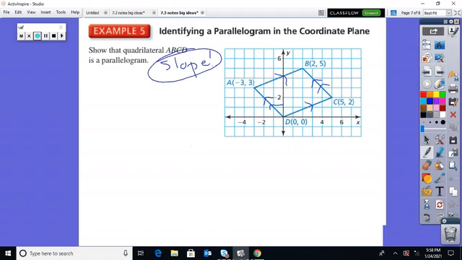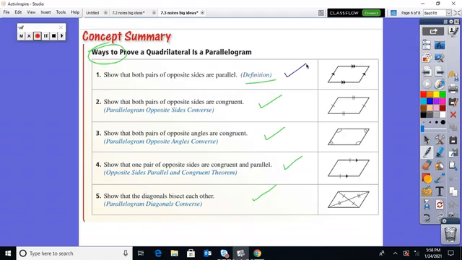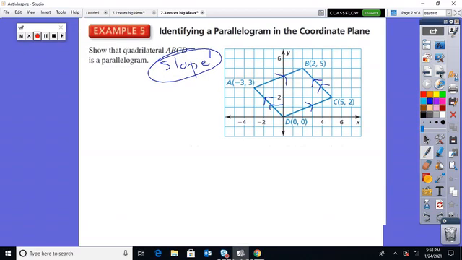If we can show the opposite sides are parallel, then that's this first thing here. By definition, it's a parallelogram. You could show the same pair of sides are both parallel and congruent. You could show the parallel, or you could show that both sides are congruent using the distance formula. But the slope formula, probably the easiest way. So that's how we'll do it.